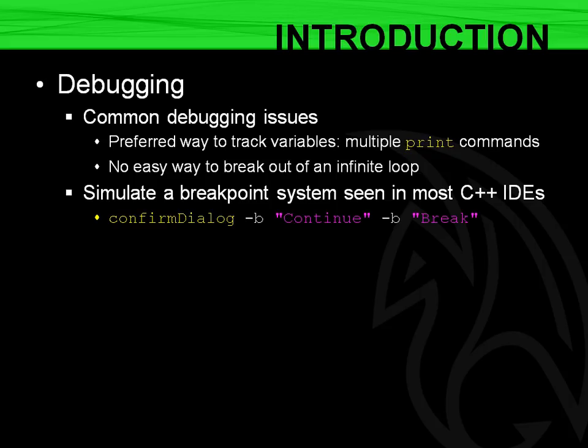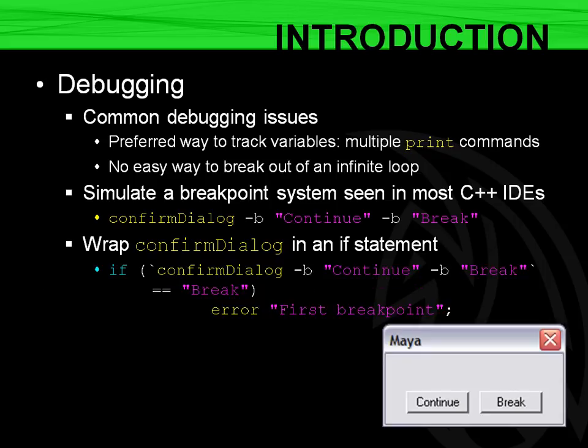And if we see something wrong and we want to break out of it, we just click the break button. What we do essentially is wrap the confirm dialog in an if statement. So here's how it breaks down. We have the confirm dialog, "continue or break" in backticks. When that confirm dialog pops up to the user, they can choose to click continue or break.